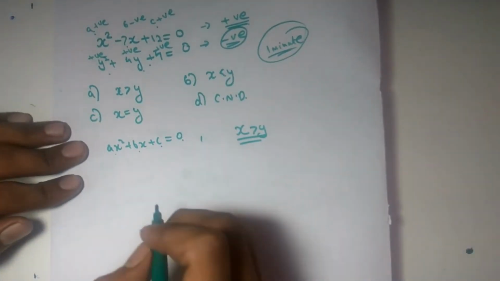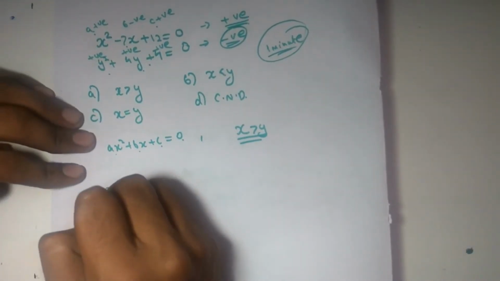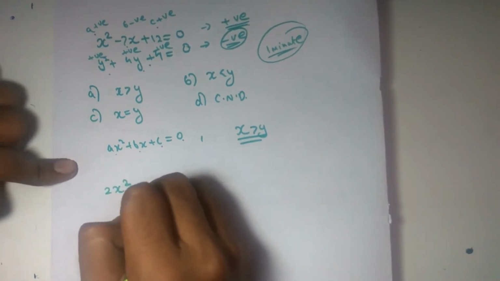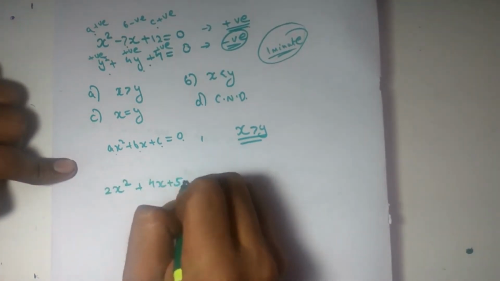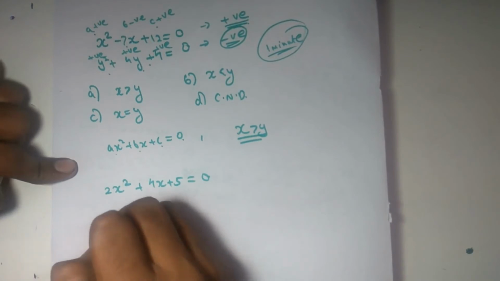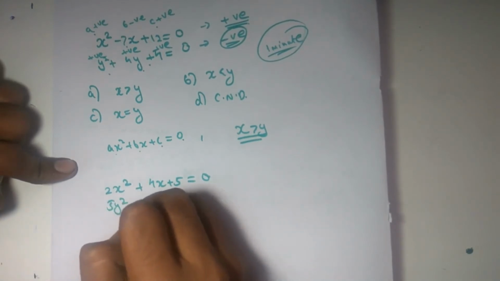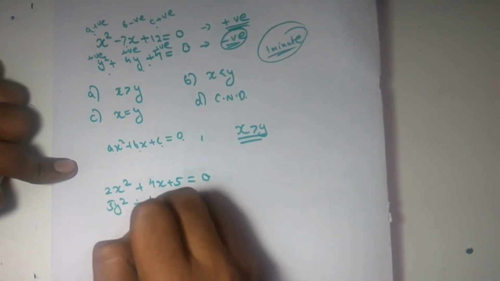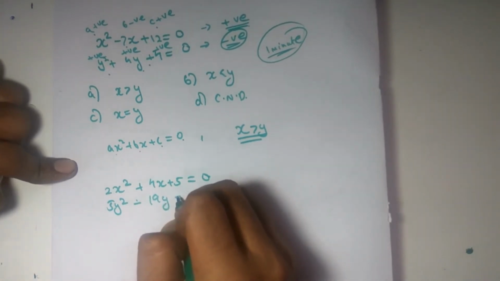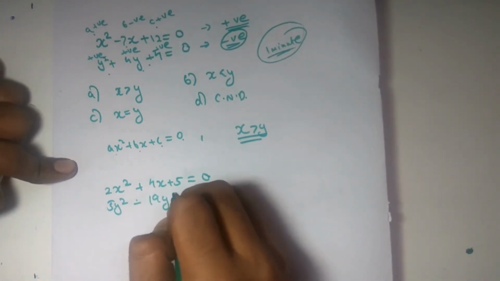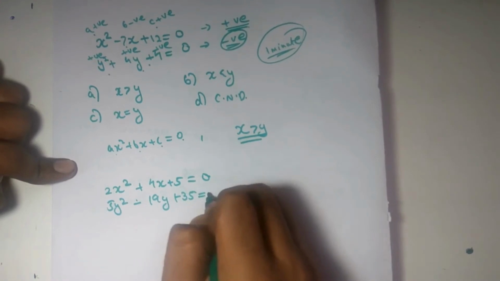To make the concept clear, we can do one more problem. 2x square plus 4x plus 5 equal to 0 and 5y square minus 19y plus 35 equal to 0.